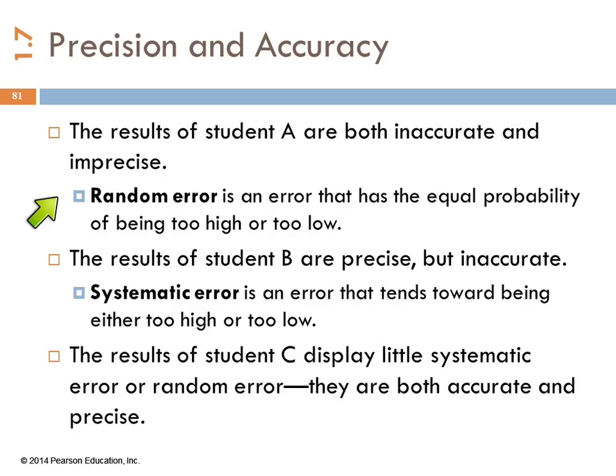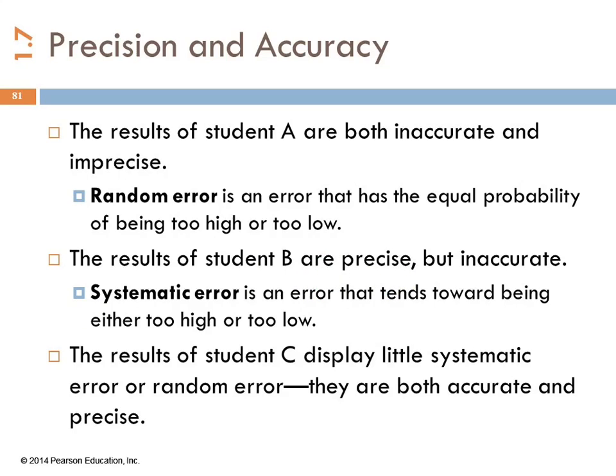Random error is error that has an equal probability of being too high or too low. So sometimes it's high, sometimes it's low. And because of that, we can average multiple results and reduce that random error. That's probably the case with student A, that there's a lot of random error. Student B has a precise result, meaning there's very little random error.